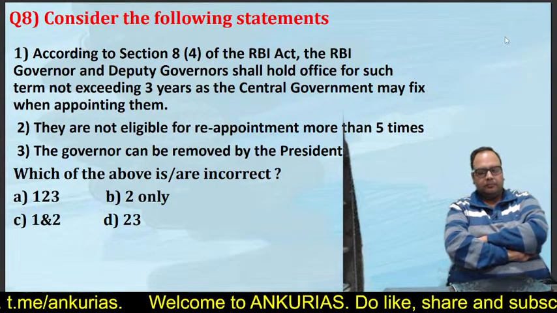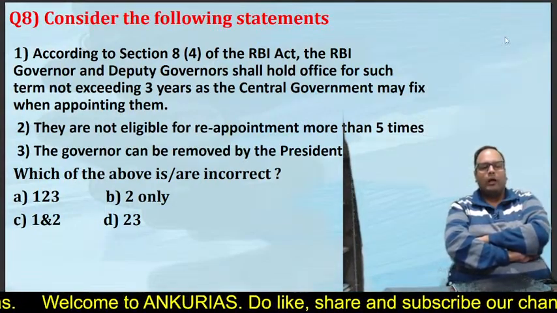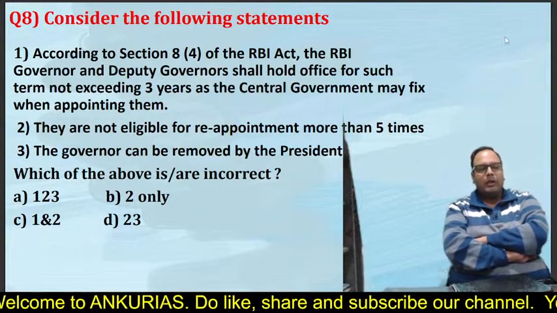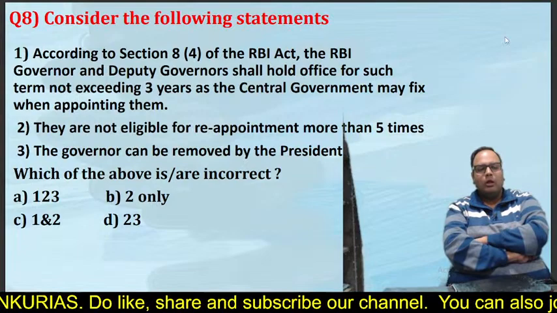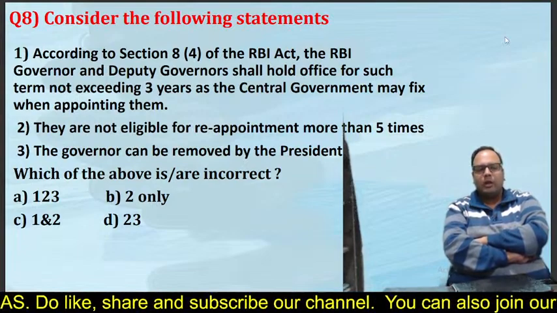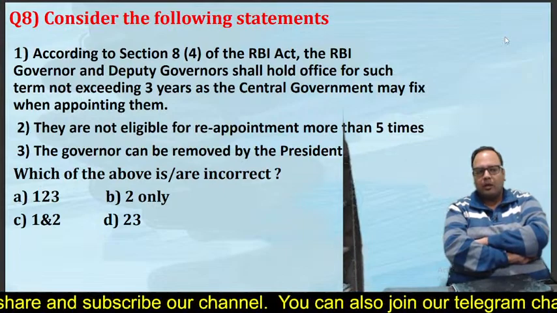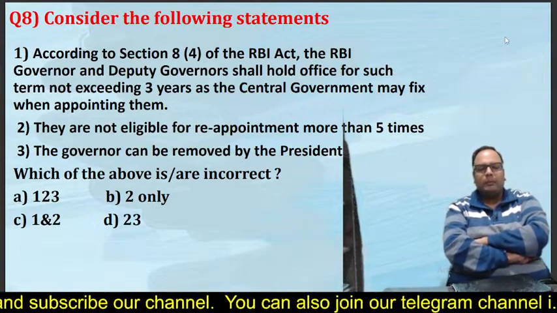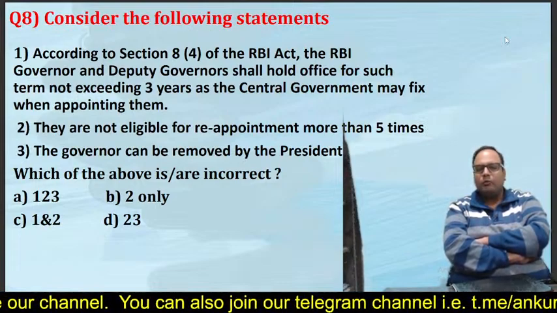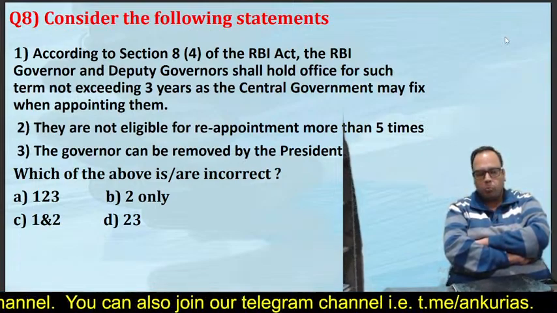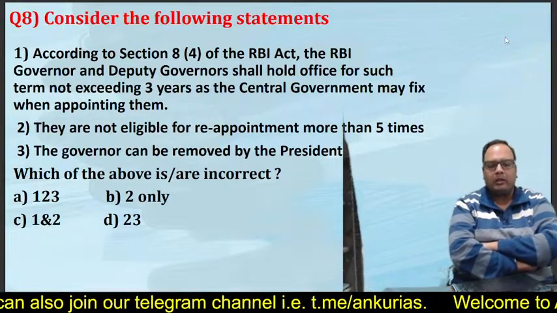Next question. According to Section 8, Subclause 4 of the RBI Act, the RBI governor and the deputy governor shall hold the office for such term not exceeding 3 years as the central government may fix when appointing them. They are not eligible for reappointment more than 5 times. The governor can be removed by the president. Which of the above is or are incorrect?